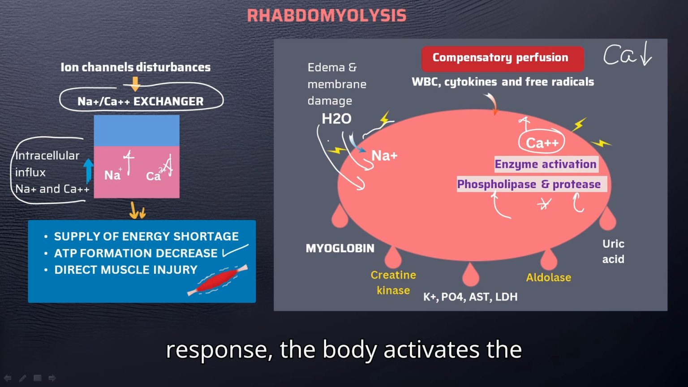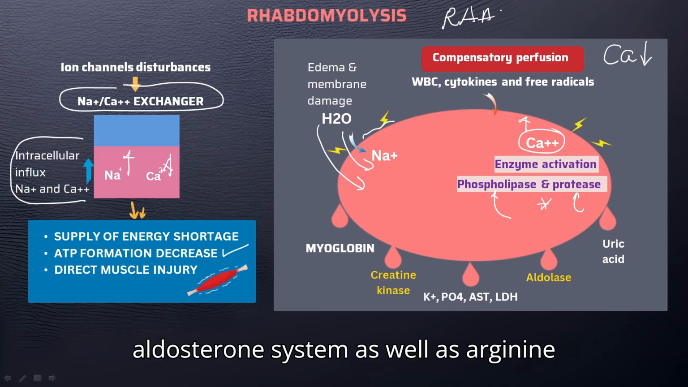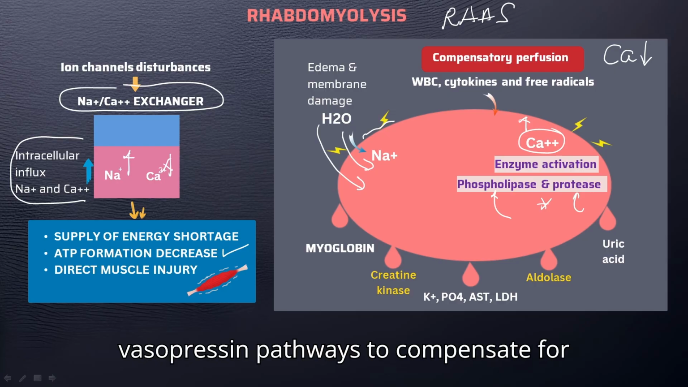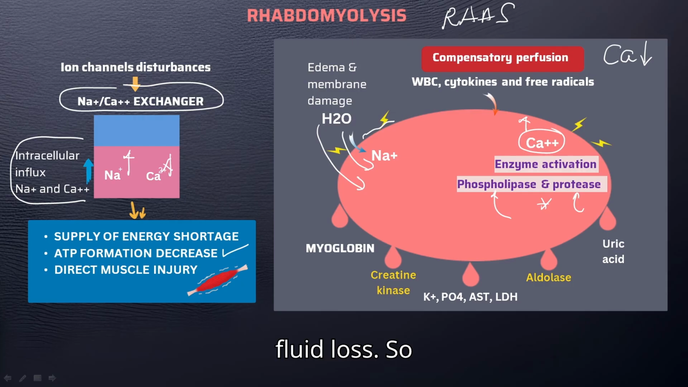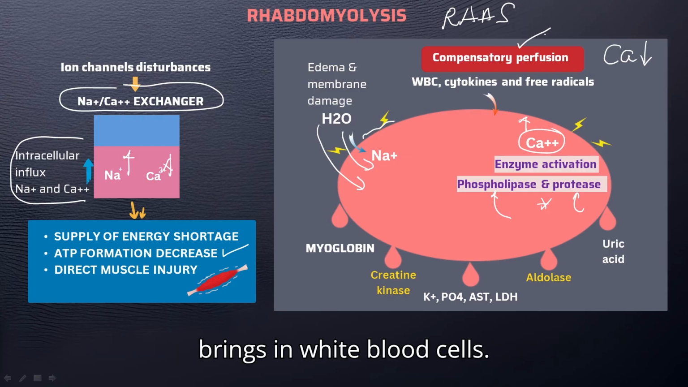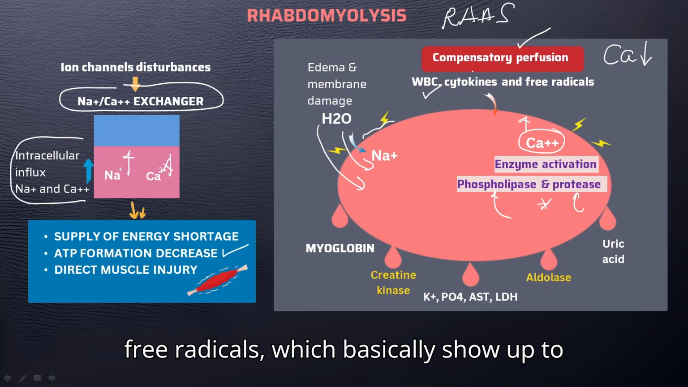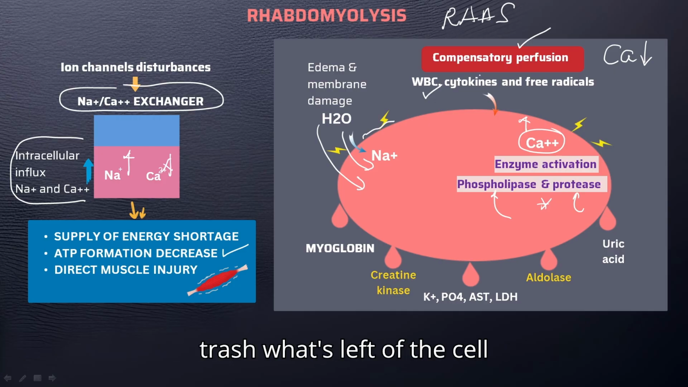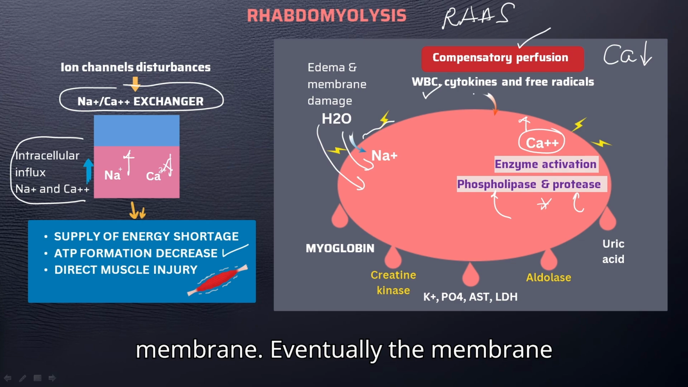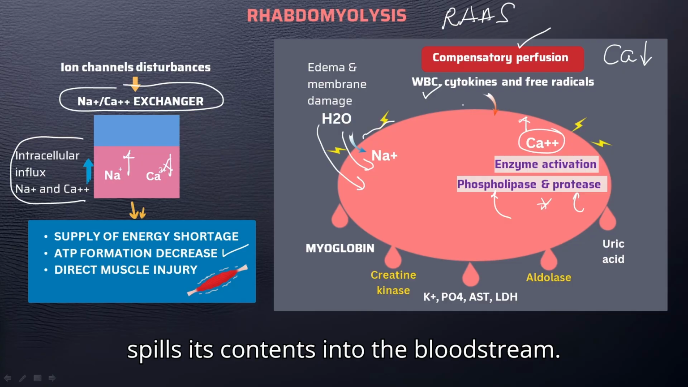In response, the body activates the renin-angiotensin-aldosterone system, as well as arginine vasopressin pathways to compensate for fluid loss. So, compensatory perfusion right there brings in white blood cells, along with a mix of cytokines and free radicals, which basically show up to trash what's left of the cell membrane. Eventually, the membrane integrity is lost and the cell spills its contents into the bloodstream.